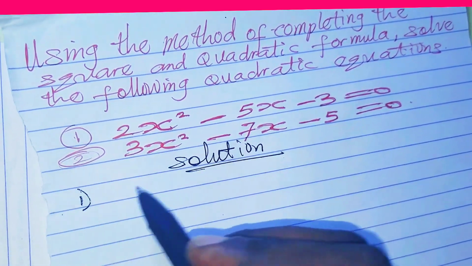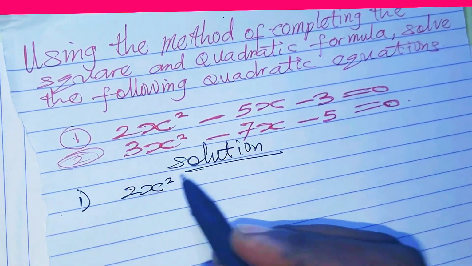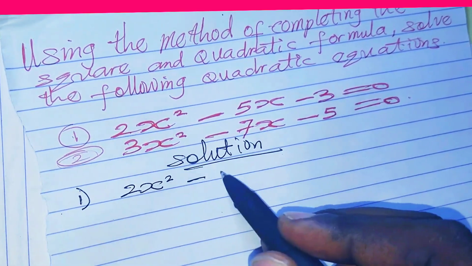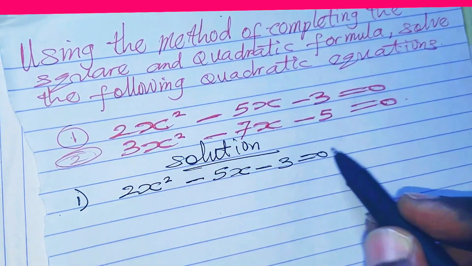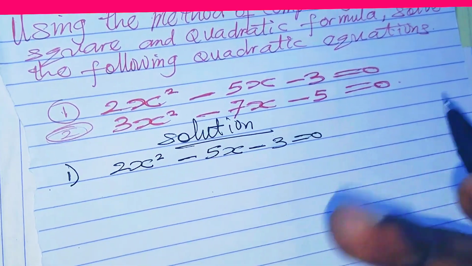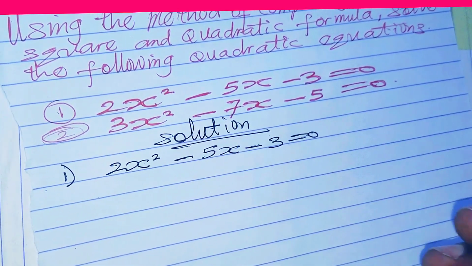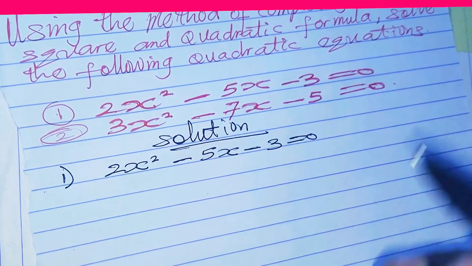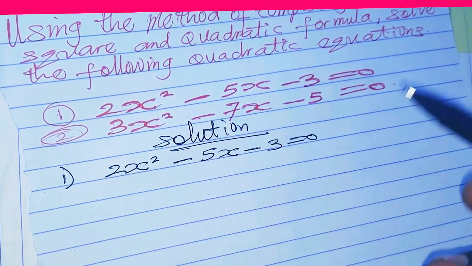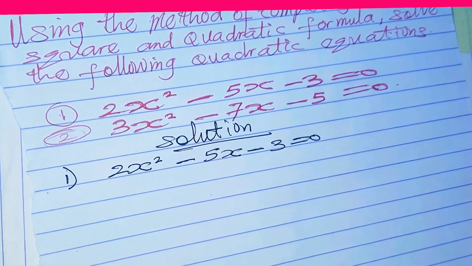Number 1 says 2x squared minus 5x minus 3 equal to 0. And then I refer you to my last video on how to use the completing the square method to prove the quadratic formula. So the concept is well enumerated in my last video.